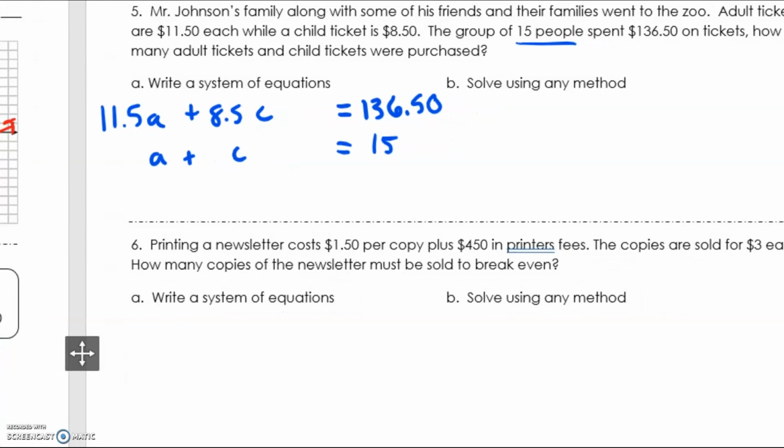If I multiply the bottom one by 8.50, actually I'm going to go by negative 8.50. So it's going to become negative 8.50 times A. This will be minus now, since it's a negative I'm multiplying by, negative 8.50 C. And then I need to do 15 times negative 8.5, which is negative 127.5. The top equation I don't need to change. I'm going to rewrite it.